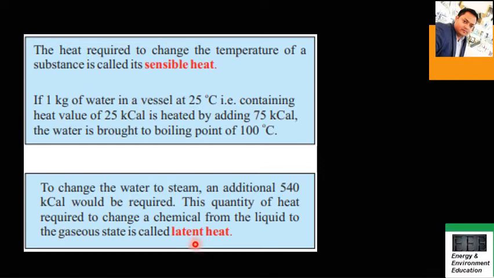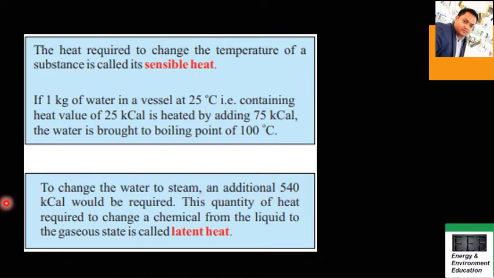Now coming to latent heat: suppose you continue to heat the water to change it into steam. Now the water is at a temperature of 100 degrees centigrade and starts boiling. The temperature is constant, but if you keep on supplying heat, that heat will be absorbed and the water will be converted into steam form.